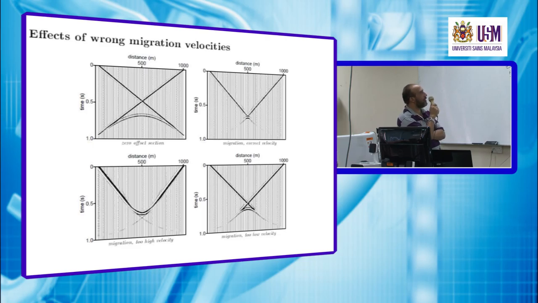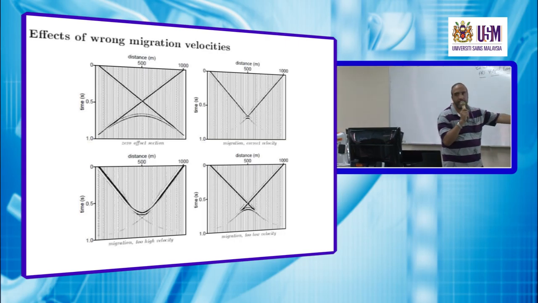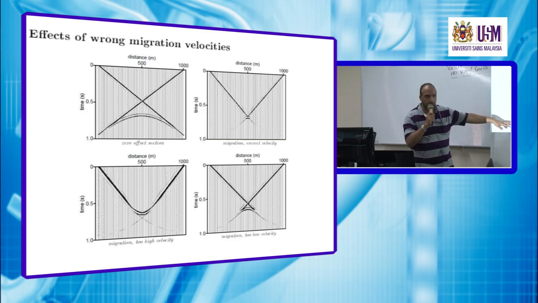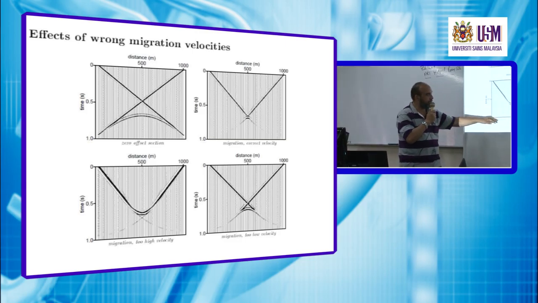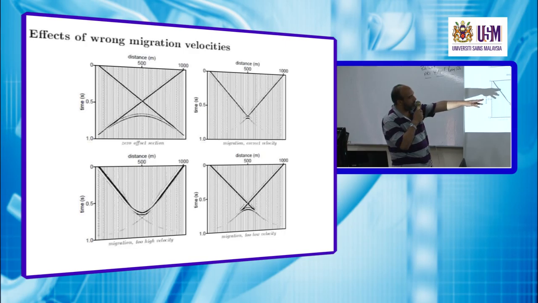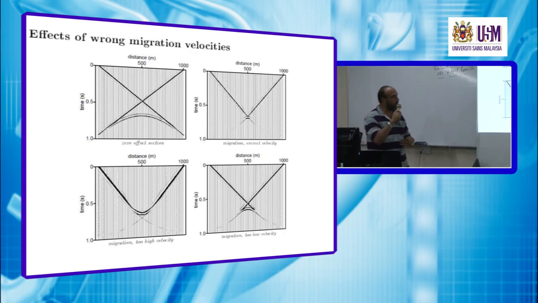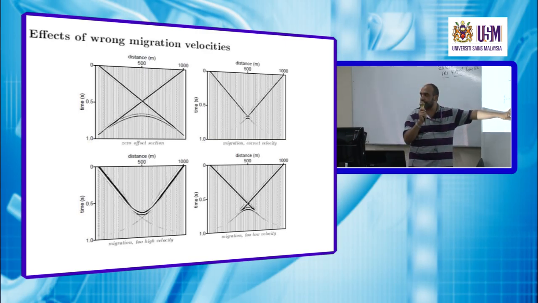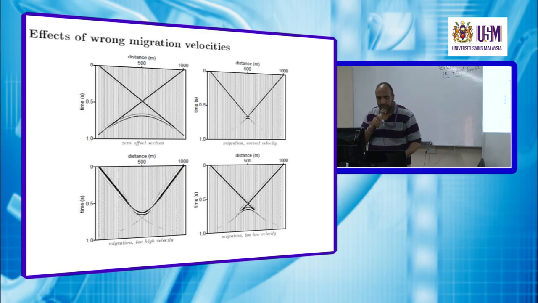Now we have two examples, this one and the next one, showing the effect of wrong migration velocity on the record. The first one is a zero offset section. The second one represents the migration with correct velocity. The third one, this one, has too high migration velocity. We see we still have energy here. And also the last one with too low migration velocity, and we see how it looks. Sometimes they call this migration smiling, if we are using too high velocity.